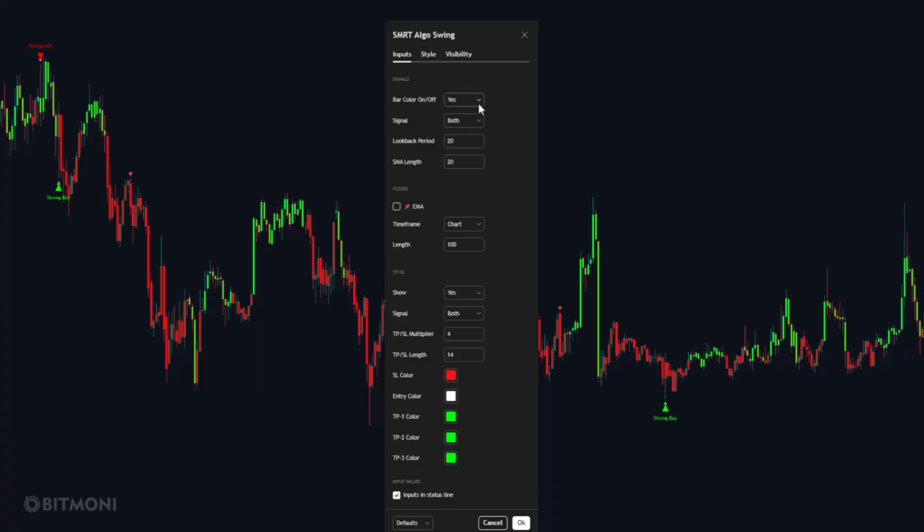So first, we will turn off the bar color because we don't need it for this strategy. Then, here on the signal setting, we will choose strong because we want the indicator to display only strong signals. Then the EMA filter also remains disabled. And lastly, we turn off the TP and SL levels as we won't be using them for this strategy. You may still explore the other settings and adjust them as needed to align with your trading style. Once you are satisfied with the settings, you just click OK.